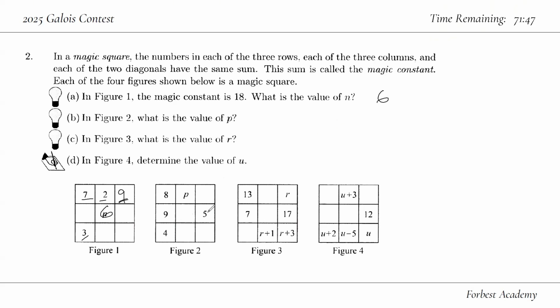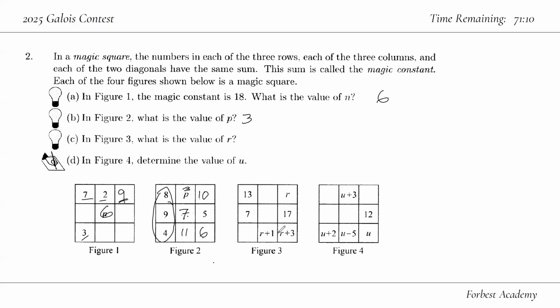In figure 2, what's the value of p? Our magic constant is 21. So this number here must be 7. This number here must be 6, because 8 and 7 is 15, plus 6 is 21. 11 plus 10 is 21. 8 and 10 is 18, so p would be 3. Let's just finish this off then. If this is 3, this is 11.